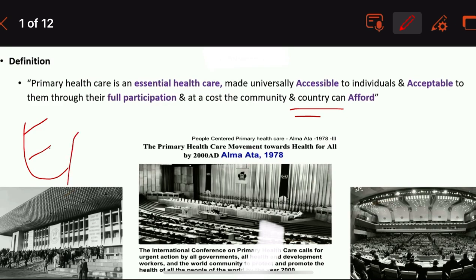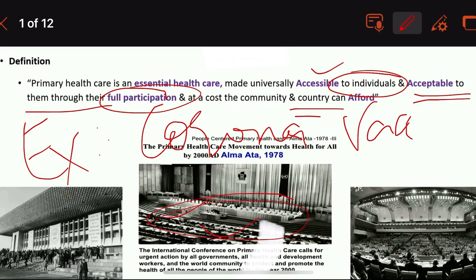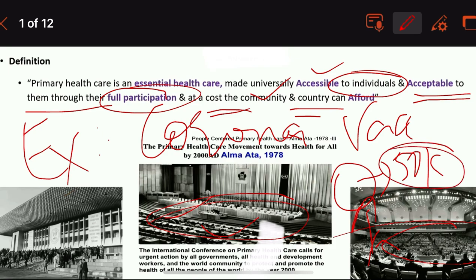Now let us understand it with an example of the corona vaccine during COVID. The corona vaccine was introduced. It was made accessible to all the individuals. It was acceptable to them through their full participation. We saw that the entire community got vaccinated, and it should be at a cost that the community can afford. For instance, let us consider that each individual costs 50k for the government to provide the vaccine. If it is 50k per head, is it possible for the country's government to afford such a costly vaccine for all the people of the community? Absolutely not. It is not practically possible.